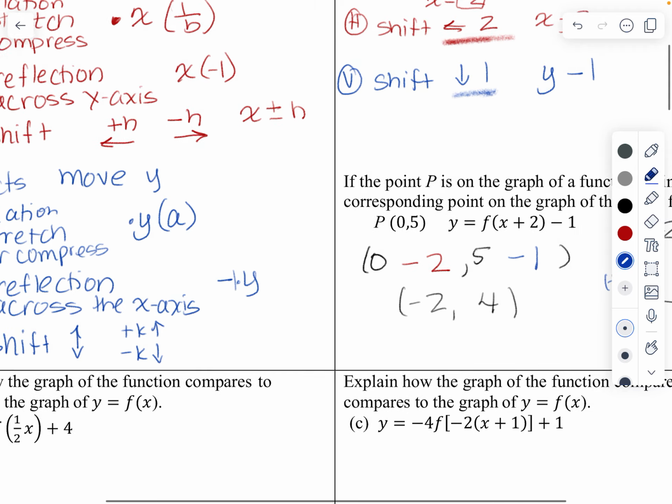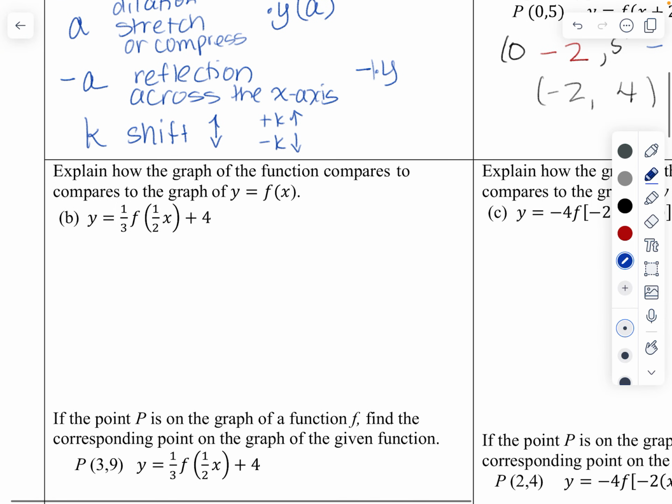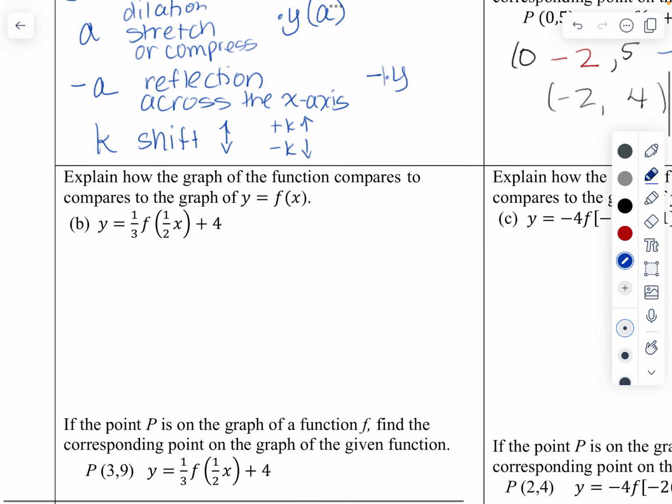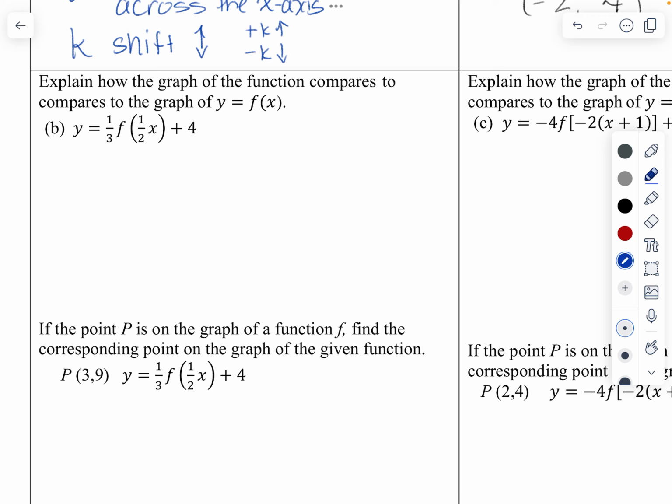Let's go to one that has some stretches, compressions, and some shifts. So let's take a look at this one. Explain how the graph of the function compares to the graph of y equals f of x, just some random function. So we have y equals 1/3 f of x, f of half of x plus 4. So 1/3 and plus 4, those are your vertical components.